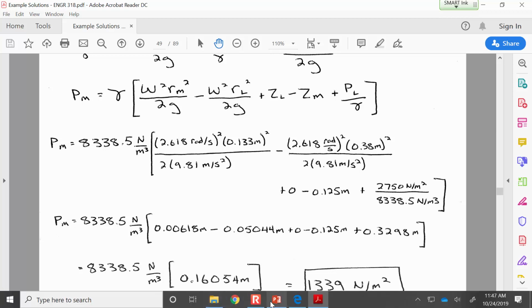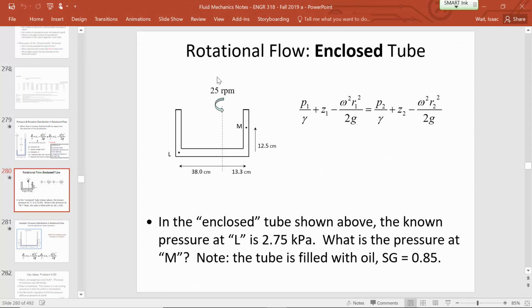What if it was rotating in the middle? You know, it's lopsided right now. What if it was rotating exactly in the middle? What do you suspect would be the pressure differential between M and L? Well, in that case, the centripetal acceleration would cancel out on both sides, and it would just be equal to the hydrostatic effect. So the delta P would just be related to the delta H.